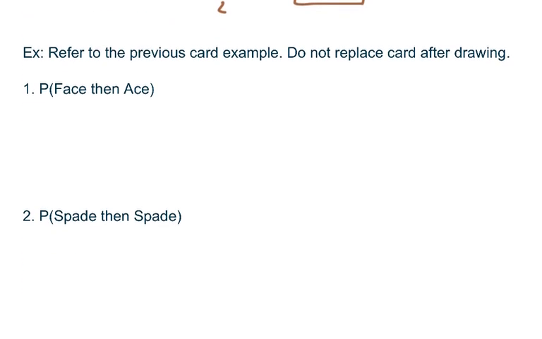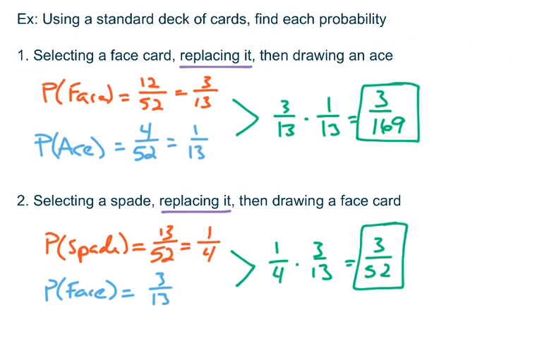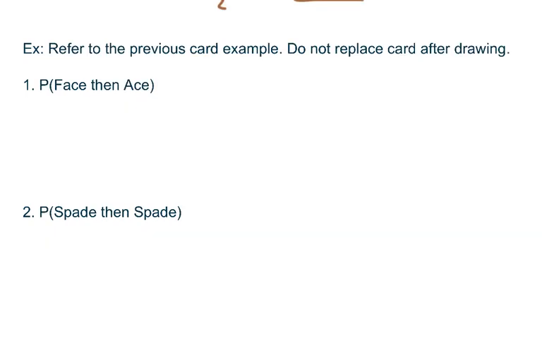All right, let's try another one here. Refer to the previous card example. We're talking about where we select a face card, replace it, then draw an ace. But now the keyword here is, do not replace. So now we're talking about dependent events. So the probability of a face card and then an ace, just like the first example on the last one.